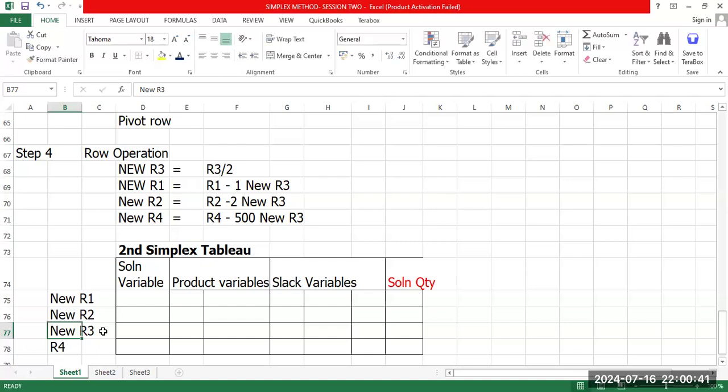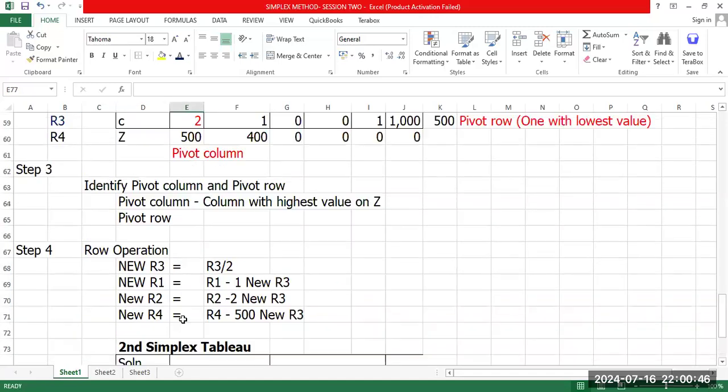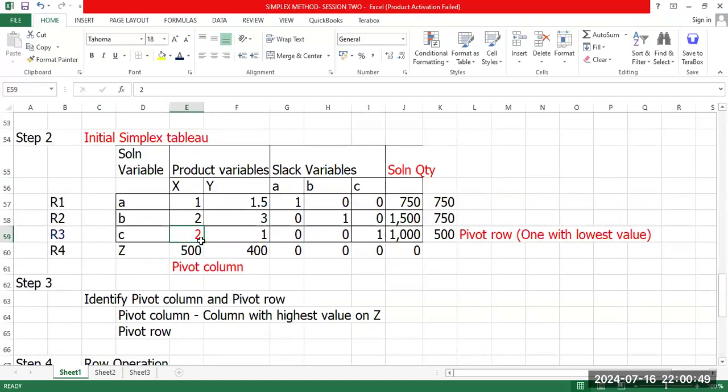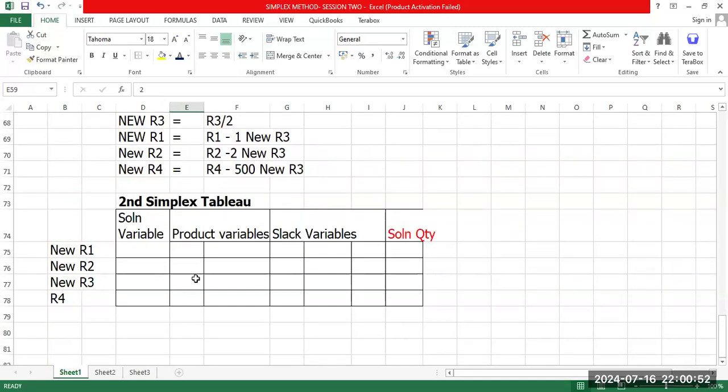Start with it. The formula is saying you get original row 3 divided by 2. I have here 2 divided by 2. I get 1. This is X. Oh, sorry, this should be down. Here I put X. Here I put Y. Here I put A, B, C. Then I first fill this one. I first leave out this solution variable.